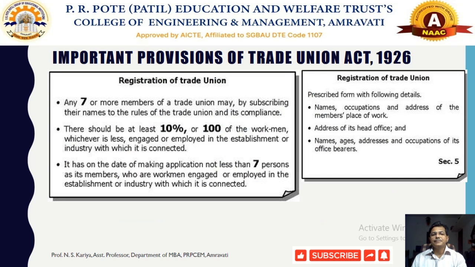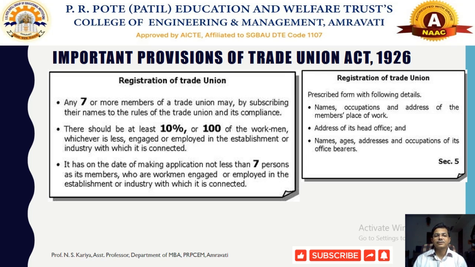Now there are some important provisions which are made compulsory for any of the trade unions in India. We already discussed some of the provisions, that any 7 members can form a trade union. So this is a very essential criterion for compliance with respect to the registration of the trade union. The minimum 7 members are very much necessary to form the trade union.